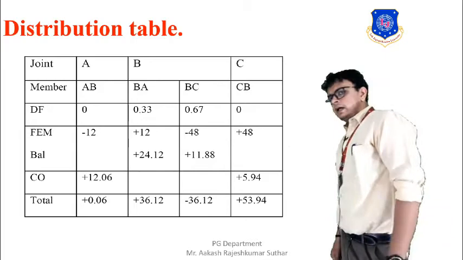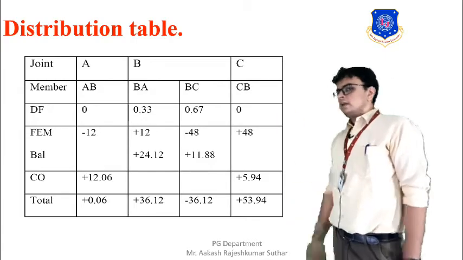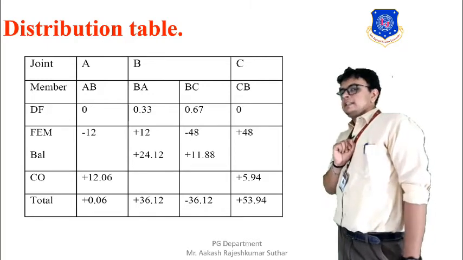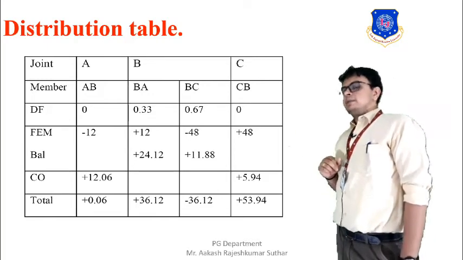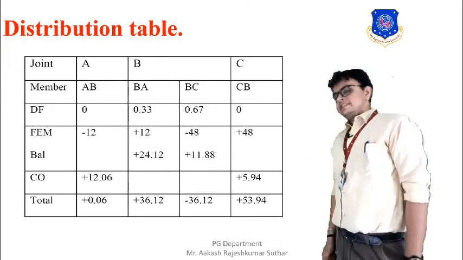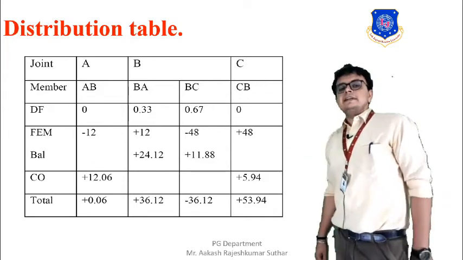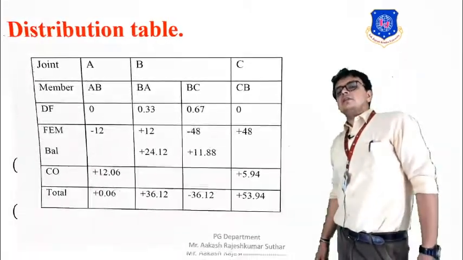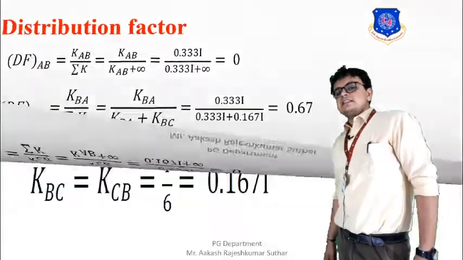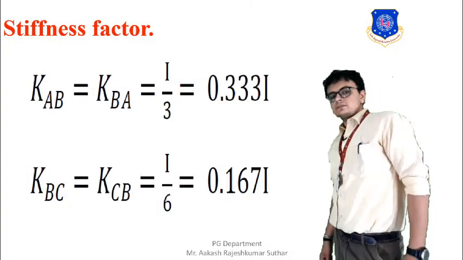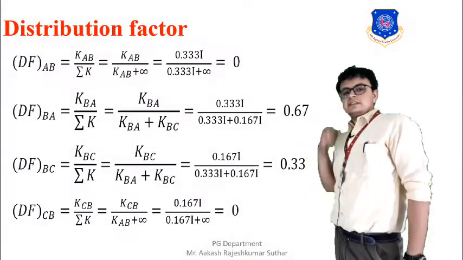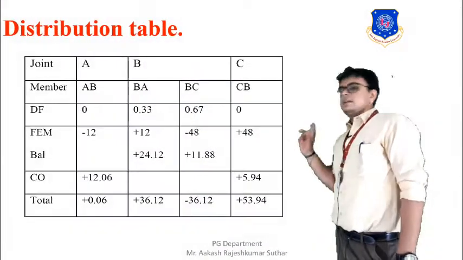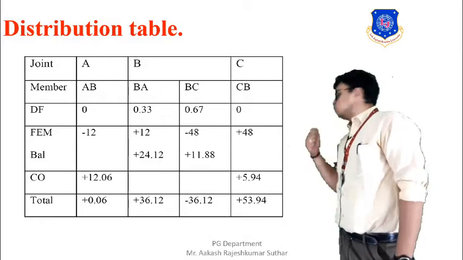After that, we have the joint C. The member that is related to joint C is only CB. In the next row, we will have the distribution factor. The distribution factor has been calculated previously. These are the stiffness factors and this is the distribution factor. We have calculated them, so we just have to keep them in this table.